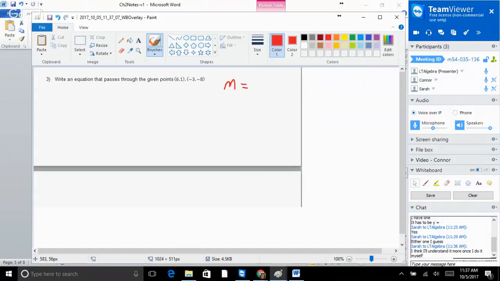So we know that we can find the slope if we have 2 points by doing the change in y. So I'm going to do 1 minus -8. That's my change in y, -8 in parentheses, over 6 minus -3. Okay. 1 minus a -8 would give me +9. And 6 minus a -3 would also give me +9. And so my slope is 1. Awesome. That's a nice, easy slope to deal with, right? So now I know that my equation is, well, I know it's y equals mx plus b.